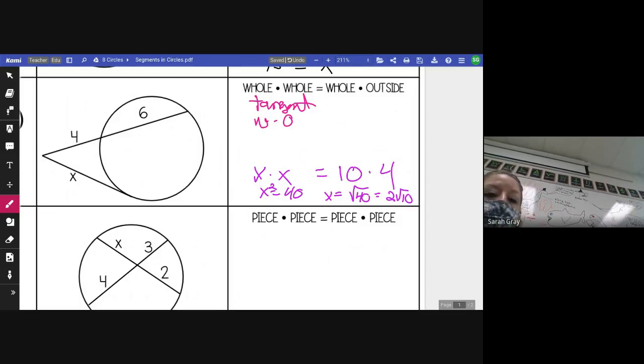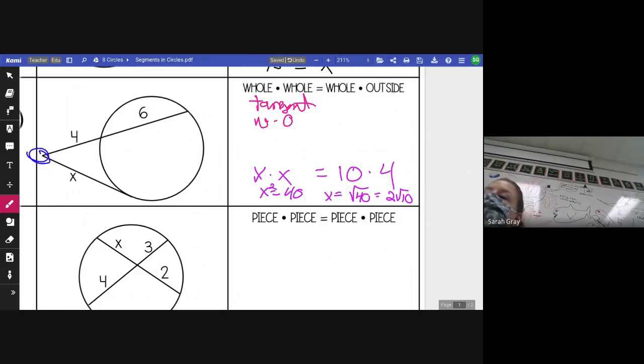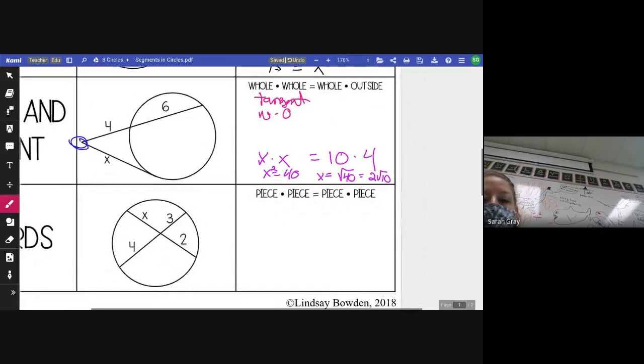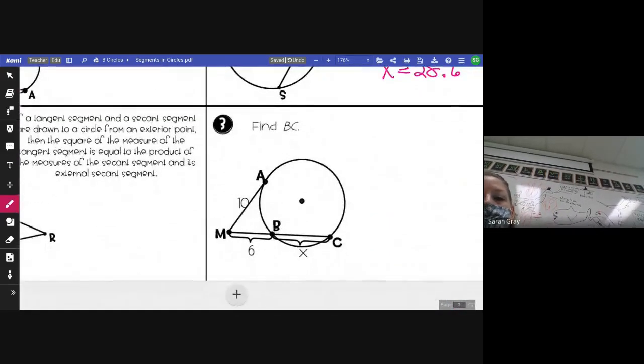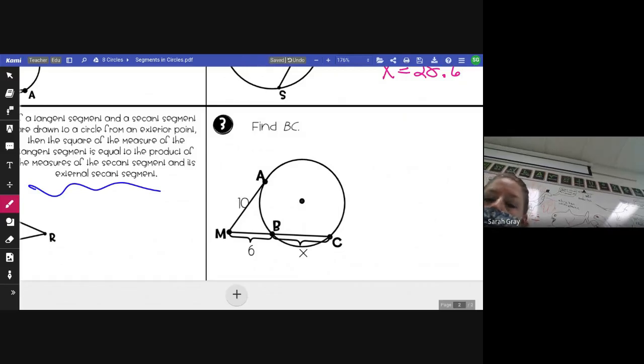So still remembering whole times outside. When we have an intersection outside of the circle and we're looking for segment parts, whole times outside equals whole times outside. Let's look at number 3. Again, they've written the theorem for you if you want to read it, but it says the same thing.